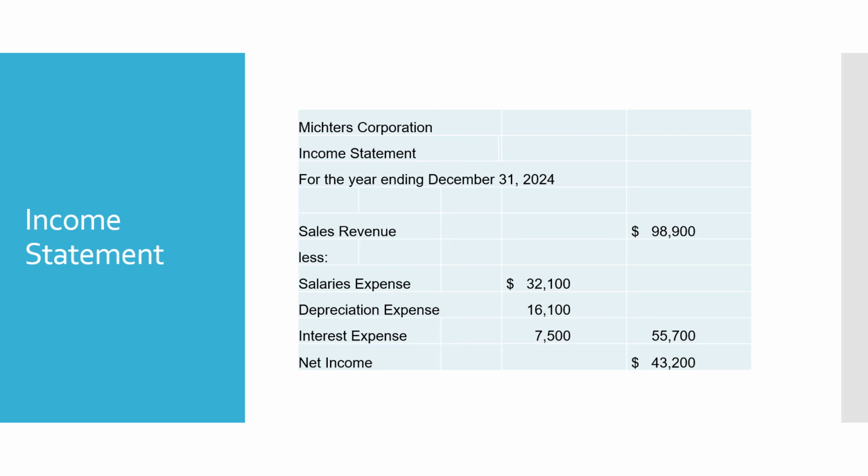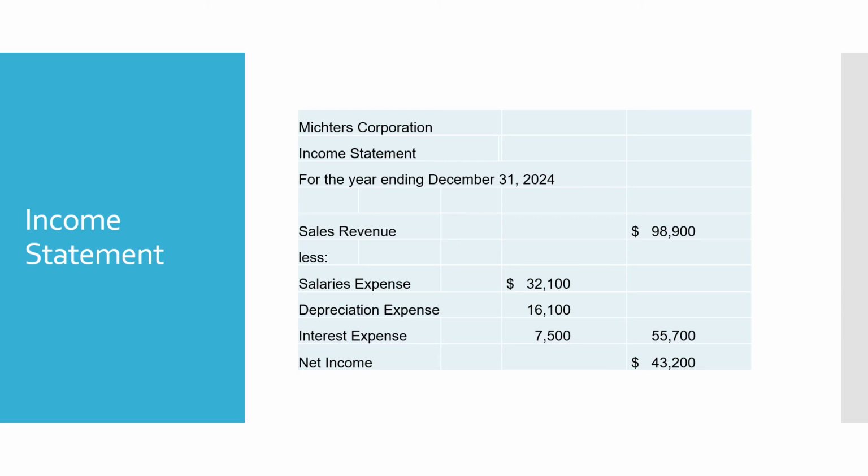Here is what your income statement should look like. We've got sales revenue of $98,900. There were 3 expense accounts that total $55,700. So we're going to subtract the expenses from the revenue. The revenue number is larger, and we're coming up with net income or profit of $43,200.